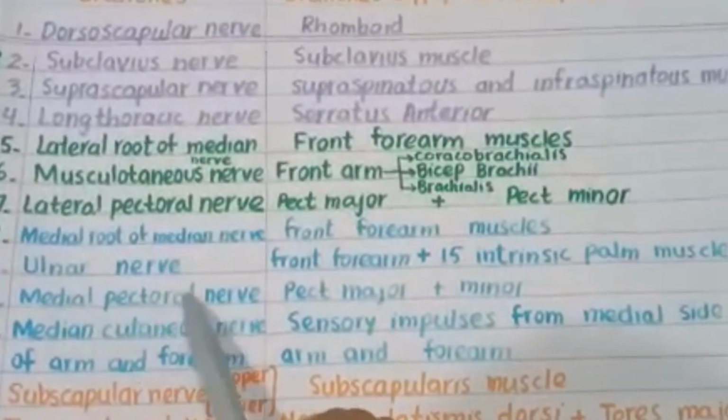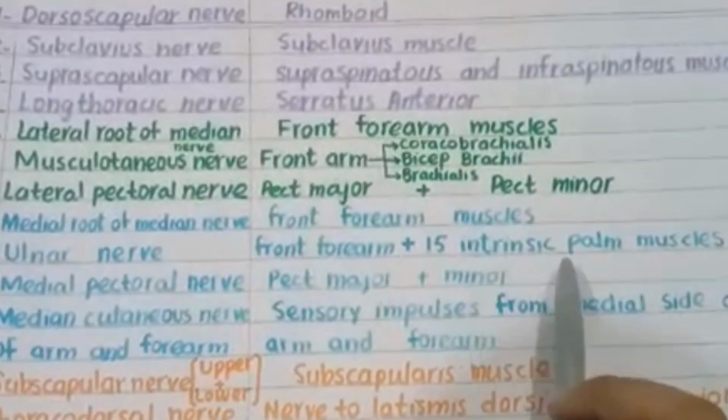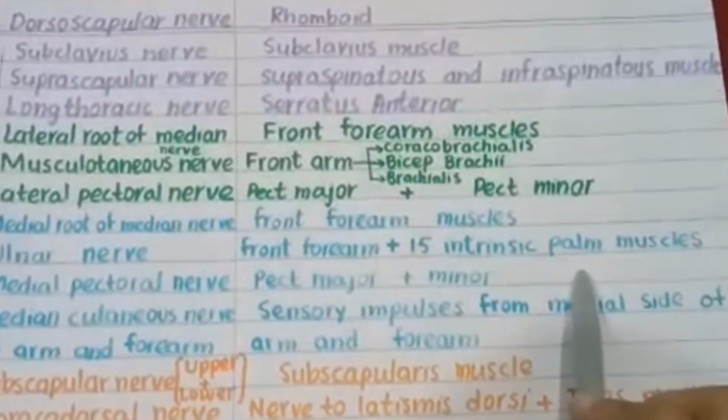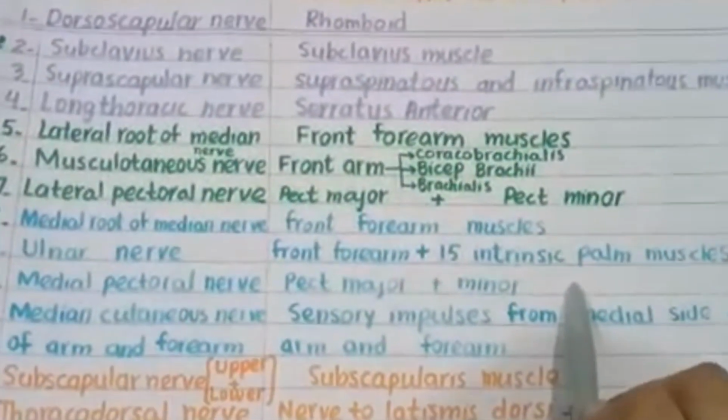The second one is ulnar nerve, which supplies the front forearm plus 15 intrinsic palm muscles. The palm muscles are the muscles of our anterior hand. These muscles are supplied by the ulnar nerve.